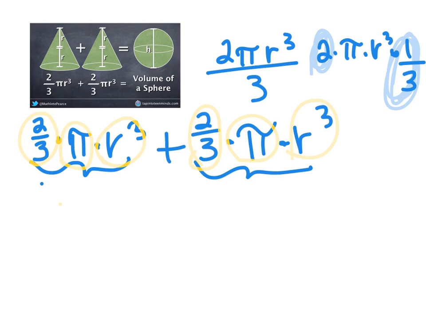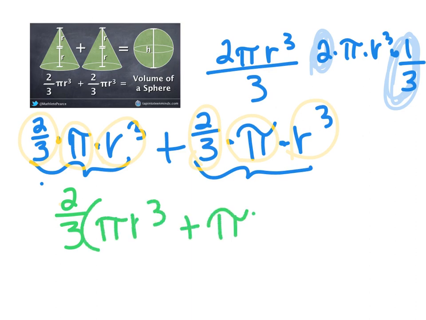So let's think about the common factors that we might be able to take out, like reverse distributive property. So that 2/3 can come out to the front, can it? And we can have 2/3 times pi r cubed plus pi r cubed. That doesn't really help me much.